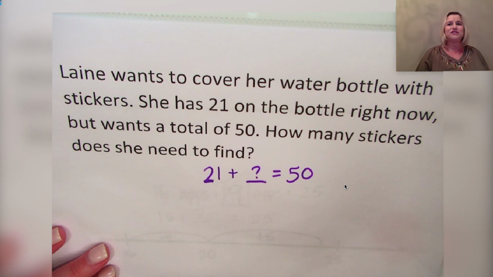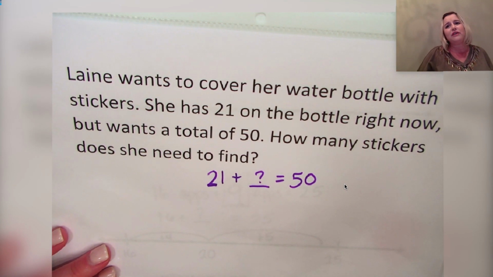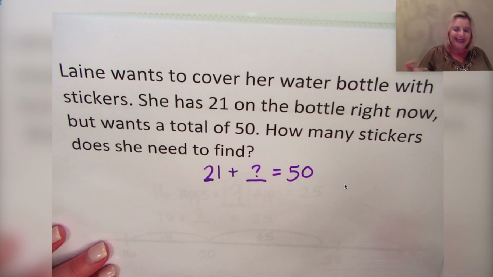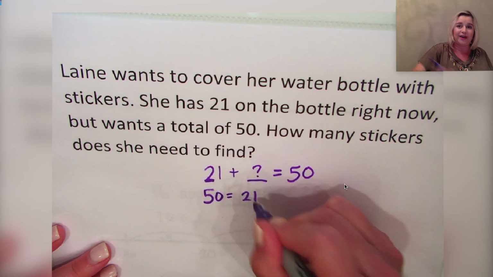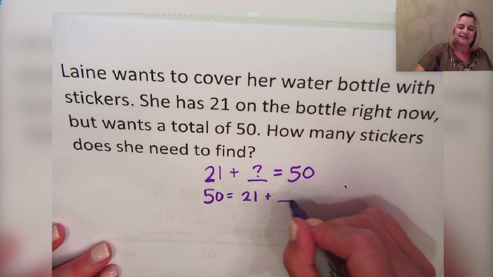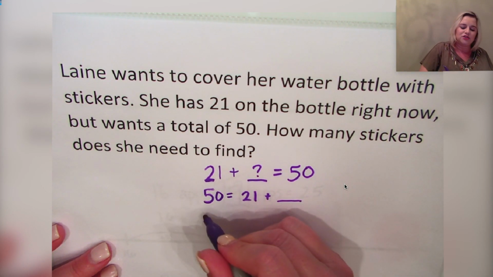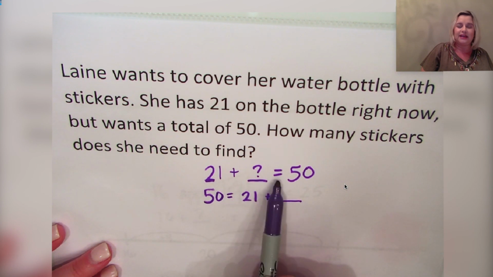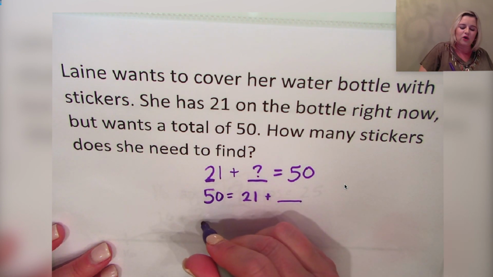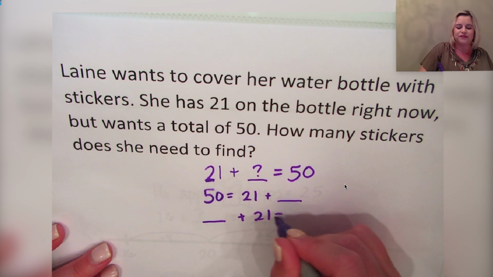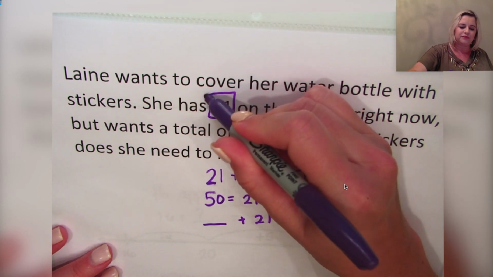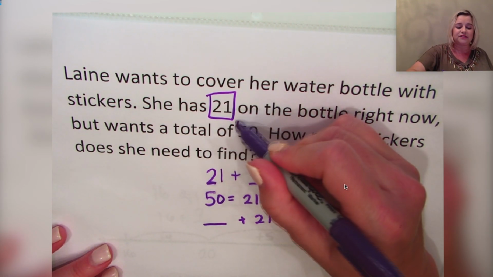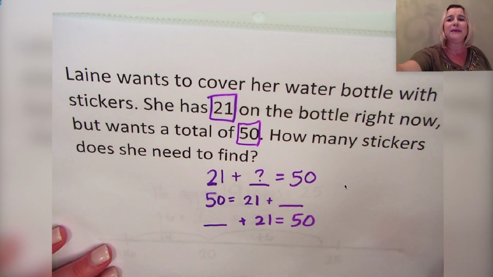Thank you for working so hard, boys and girls. What are some other equations we could have written? Yes, we could say 50 equals 21 plus blank. We could also say 21 plus blank equals 50. Very good. Or blank plus 21 equals 50. Remember, our starting point is 21. That's how many she has, and she wants to get to 50. She wants to know how many more she needs to get to 50.